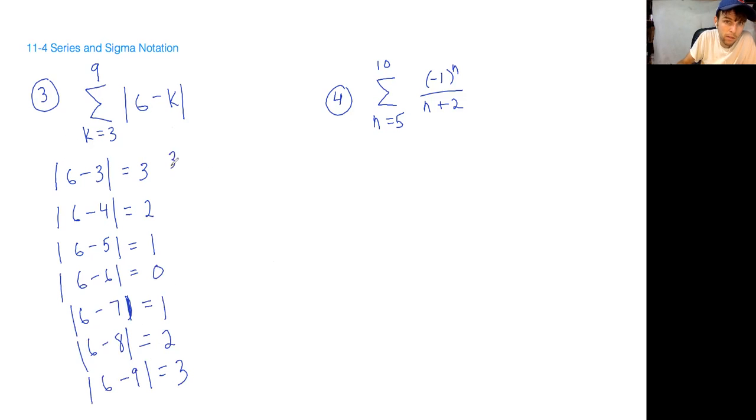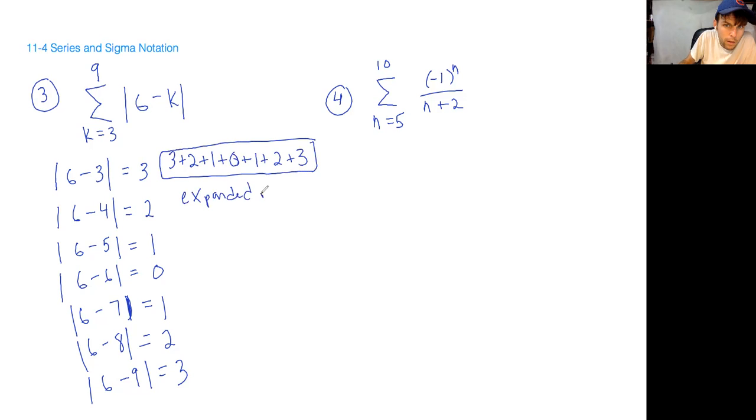So it's going to be 3 plus 2 plus 1 plus 0 plus 1 plus 2 plus 3. This is our series written out in what is called expanded form. So expanded form, wrote it out with the pluses in between them.